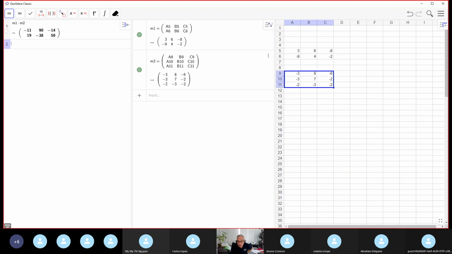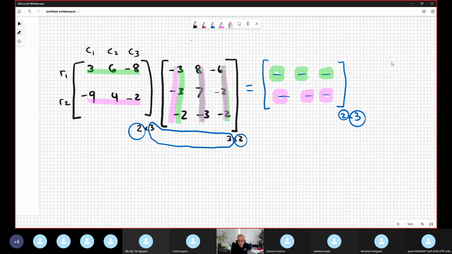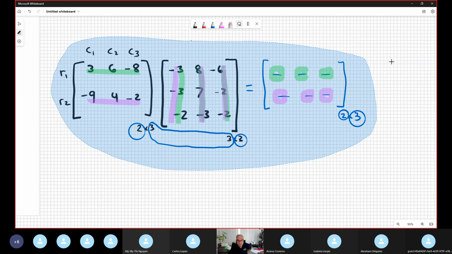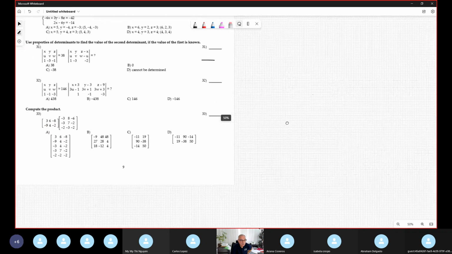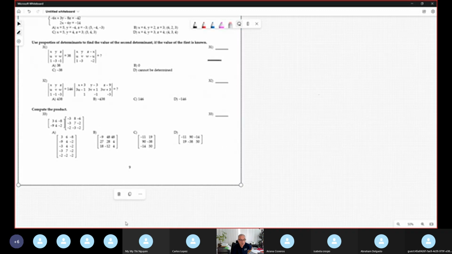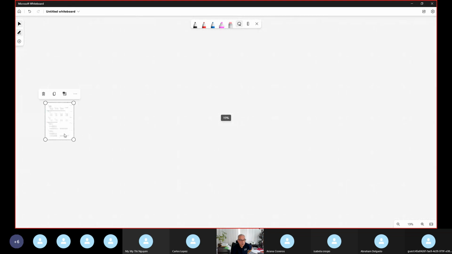Let me now switch to the whiteboard. Okay, so in this problem, you don't need to do it by hand, only using GeoGebra, okay? Next example, let me try. Oh, no, the next page. Okay, there you go. This is the last page.